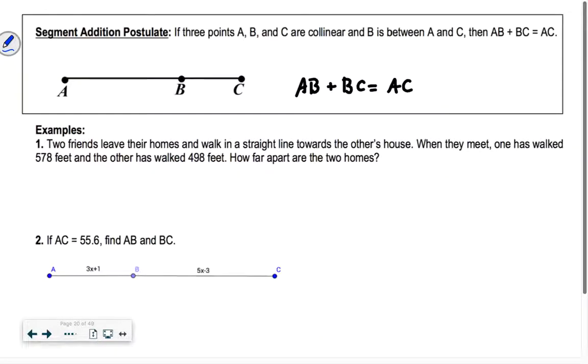Maybe I should do the ends as little lines. That would make that easier, wouldn't it? All right, so the segment addition postulate says that if I have the length AB added to the length BC, it equals AC. Now, notice it's talking about segments.